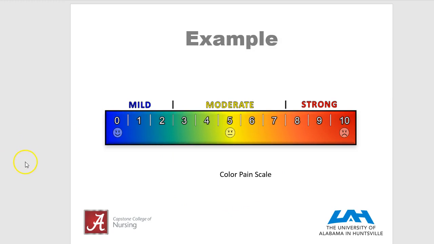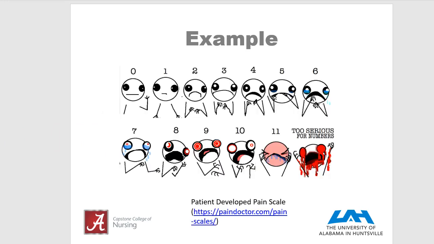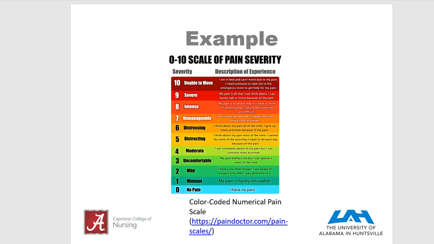Another one is the color pain scale. So how would this be marked? How would someone report this? And what's that going to look like if you were collecting the data? Another would be a patient-developed pain scale. And so, what would this look like for you on the side of your data collection?